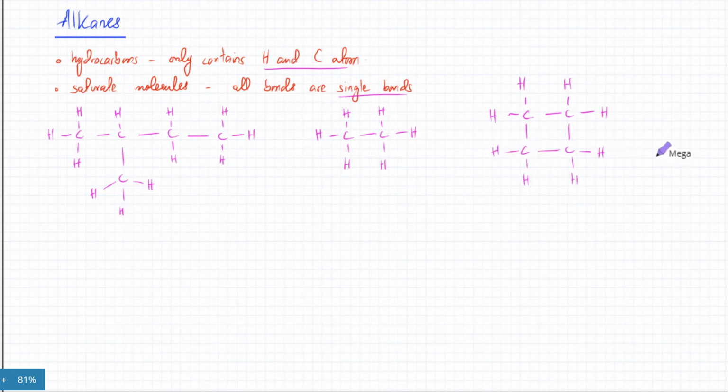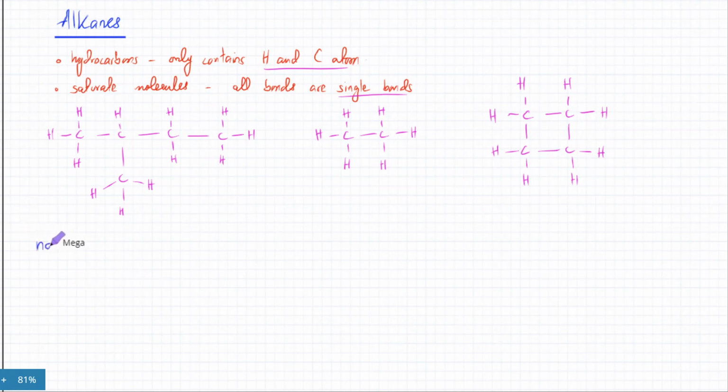So all of these are alkanes. So that's what an alkane looks like. Whenever you see a molecule that contains only carbon and hydrogen atoms, and it only has single bonds, that is what an alkane is. So I'm going to come to the first thing, which is naming alkanes.